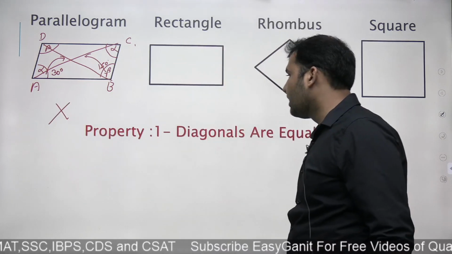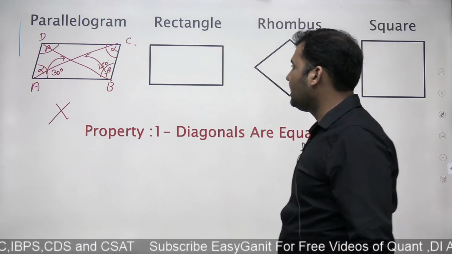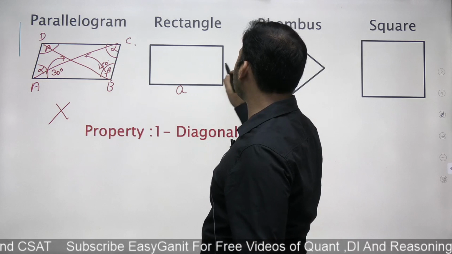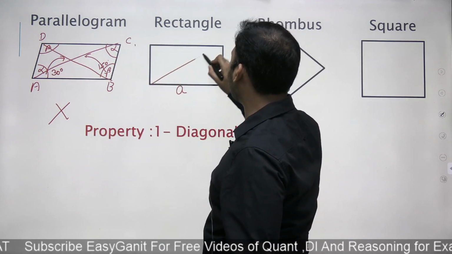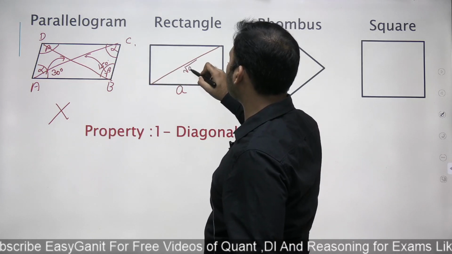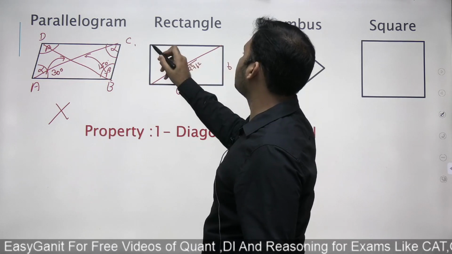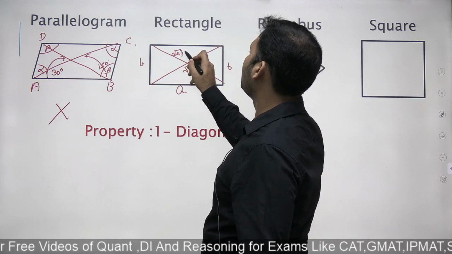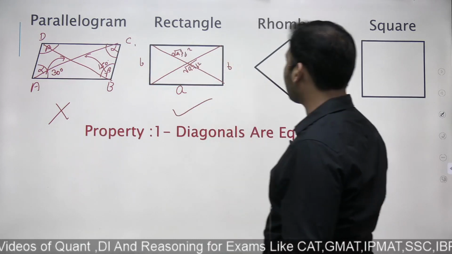Okay. Will diagonals be equal in case of rectangle? Obviously, yes. Why it is so? Because if I'm saying that this is A, this is B, in this case, the diagonal will be square root of A square plus B square. But in this case, also the diagonal is root of A square plus B square. So diagonals are equal in the case of rectangle.